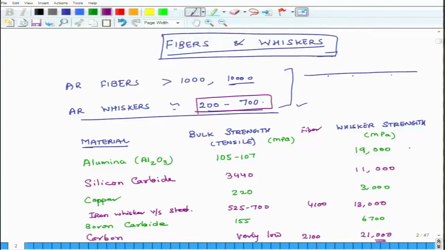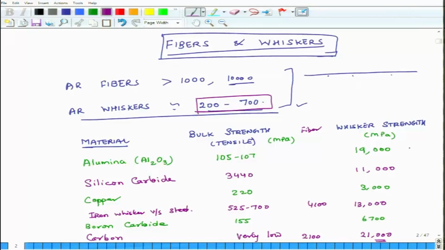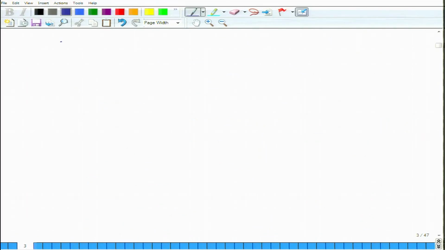Next, what we will start doing is, we will start looking at different types of fibers. We will look at all different categories of fibers and we will explain about their properties, their typical characteristics, how they are fabricated, where they are used, what are the advantages and limitations of using these different types of fibers. So, the first fiber we will look at is glass fiber.